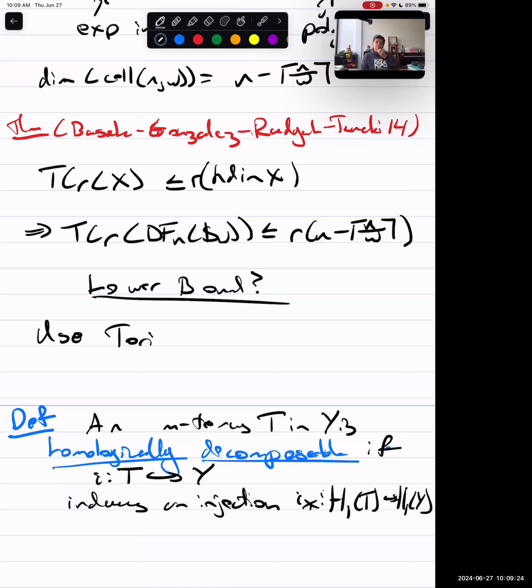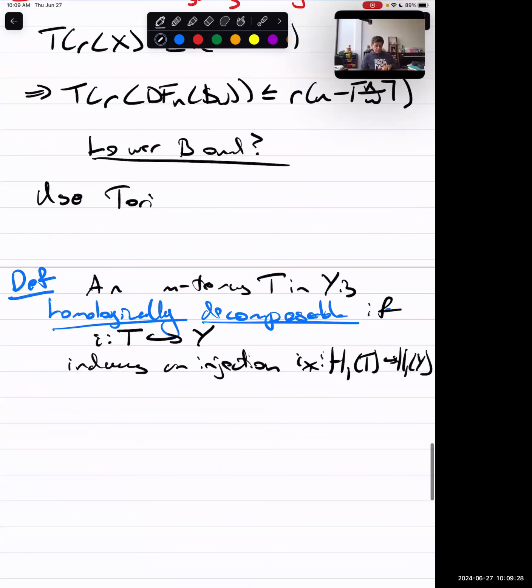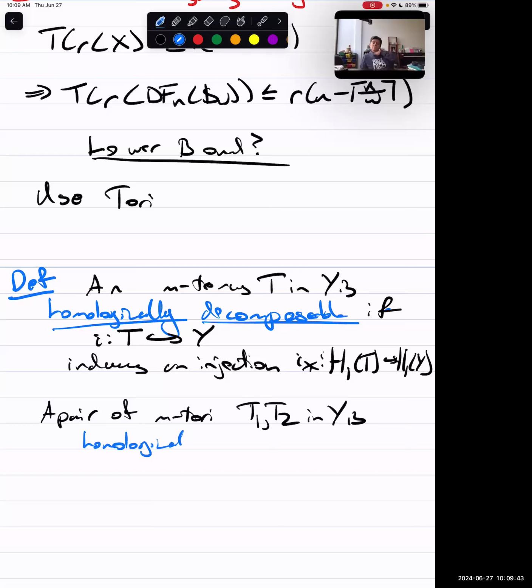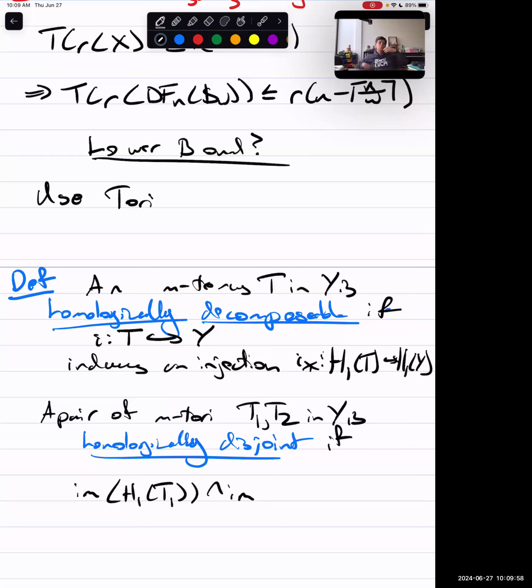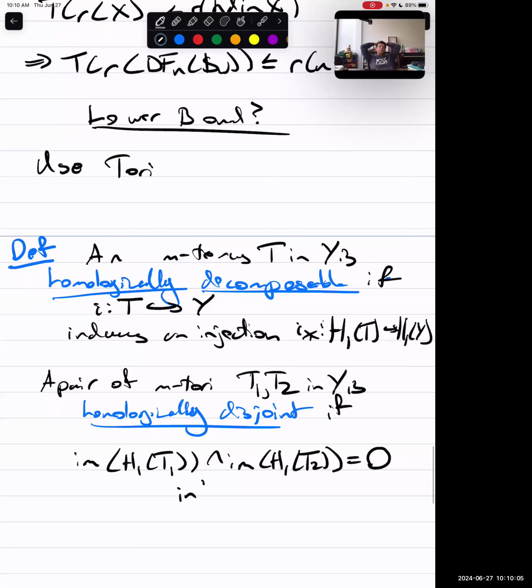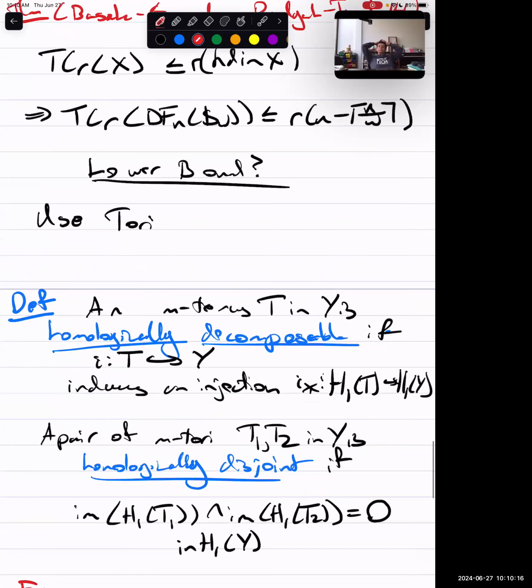And we're not going to only need homologically decomposable tori, but we're going to need pairs of them. And so we say a pair of n-tori T1 and T2 in Y is homologically disjoint if the image in first homology of the first torus intersect with the image in first homology of the second torus is equal to 0. And so this is all occurring in H_1 of Y. And so what's going on over here? Well, this is again probably best illustrated by an example, namely the example of these configuration spaces.